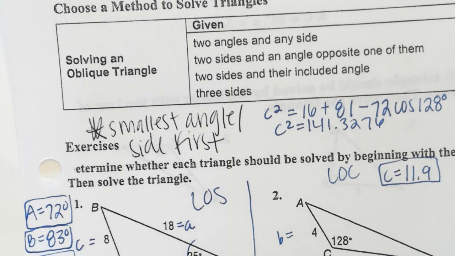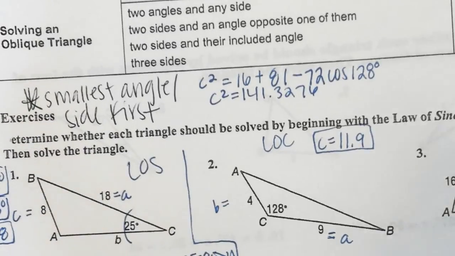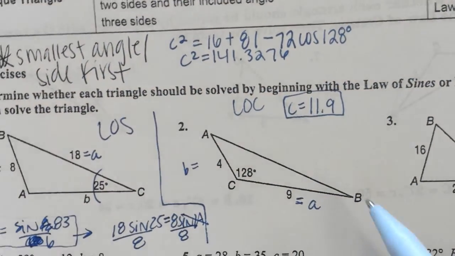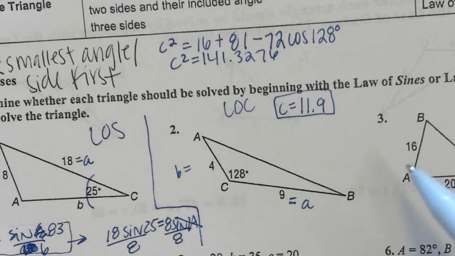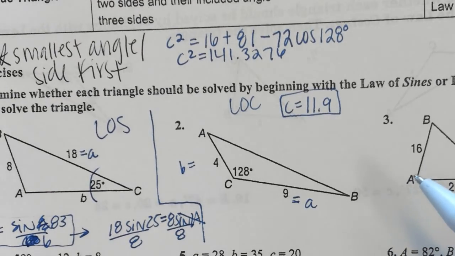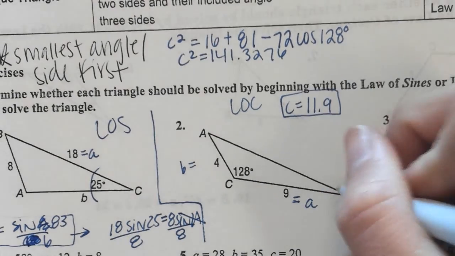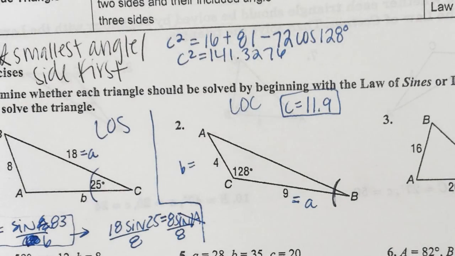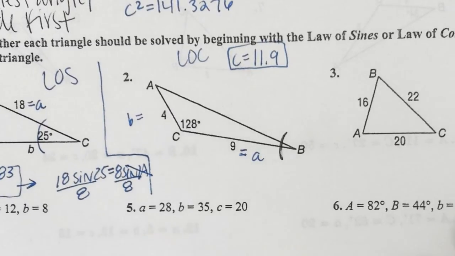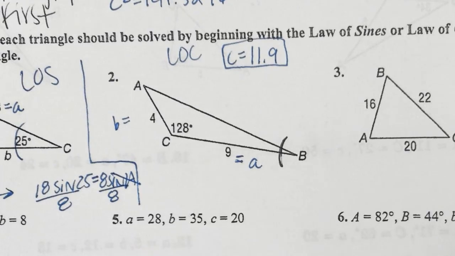So here in number 2, we have a choice of finding angle A or angle B. Look at the sides. Which one's smaller, A or B? B is smaller, so that's the one we have to solve for first. That's what I was trying to get to. Okay? So we're using what to solve for angle B?